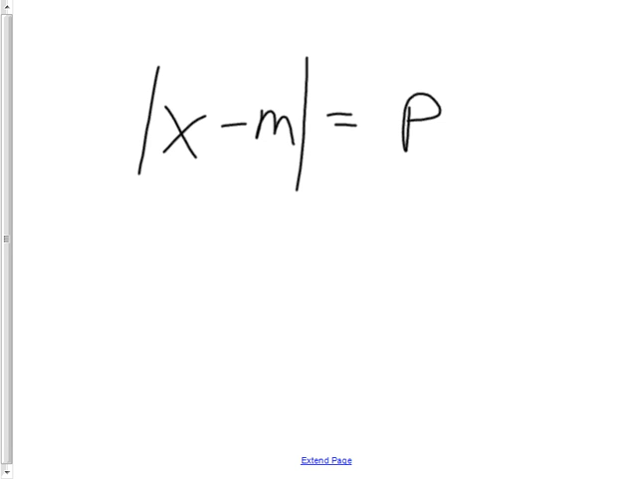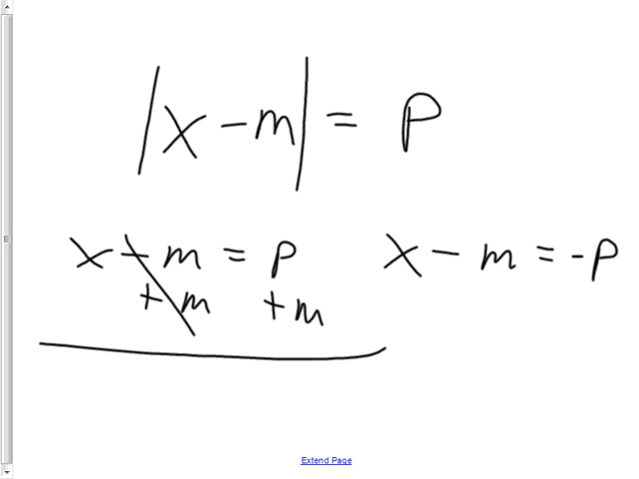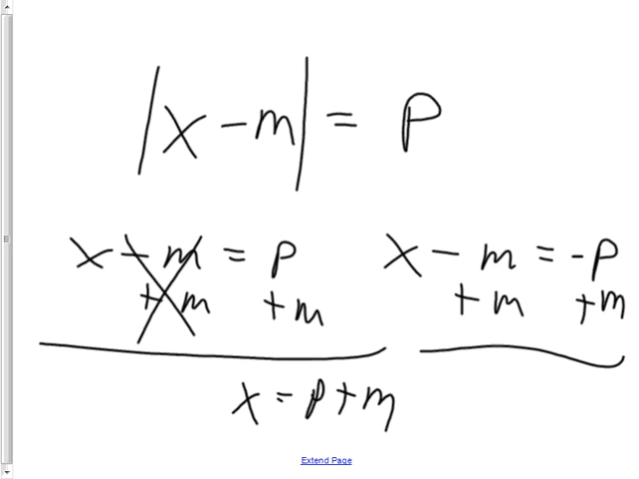All right, so you should have done x minus m equals p, and x minus m equals negative p. Then you add m to both sides, and you see why there's a plus? Because p plus m is your answer. And you adding m, negative p plus m.